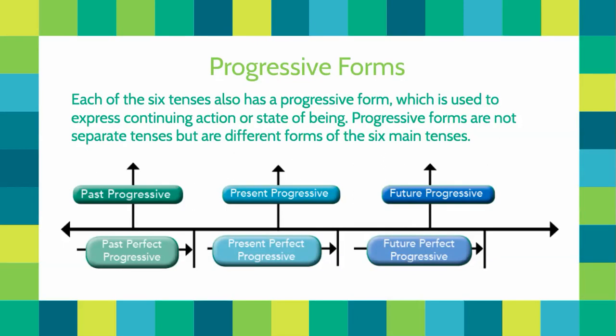Then we have progressive forms. These aren't different tenses, but they're versions of the six main tenses that allow us to express continuous action, so something that is ongoing. And here's the same graphic organizer just with the progressives put in, because they really are, like the past progressive is a form of the past tense, but it's a little bit different because it's more specific.